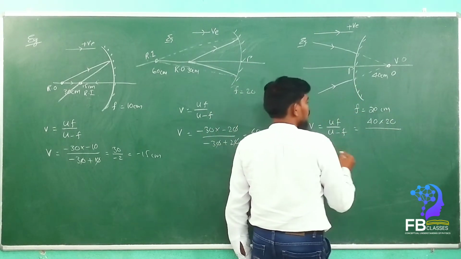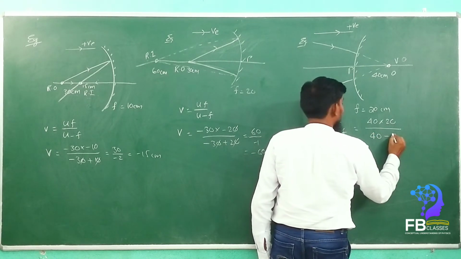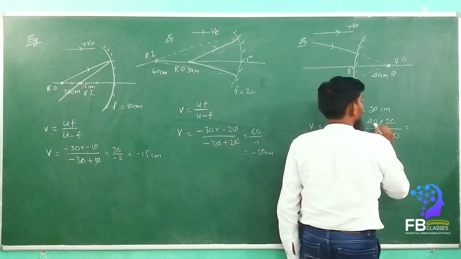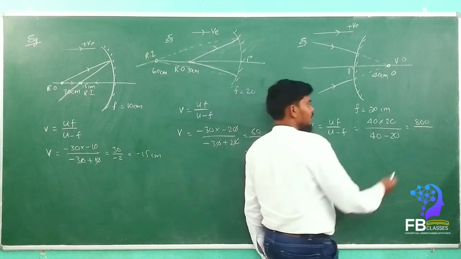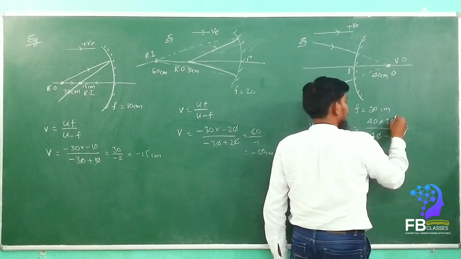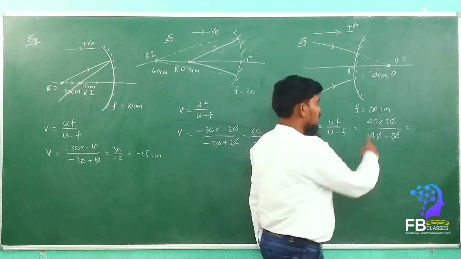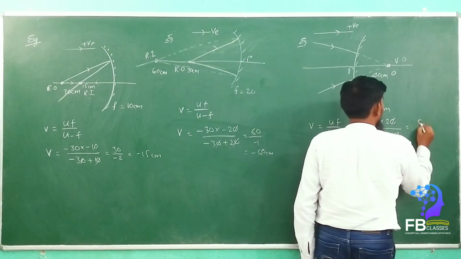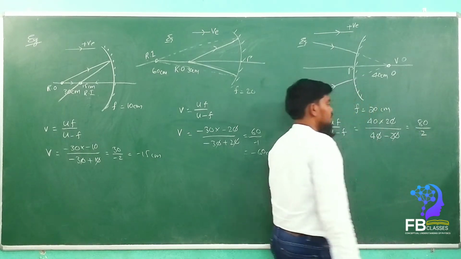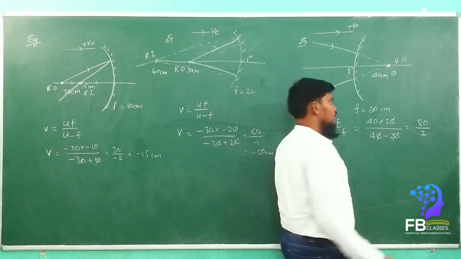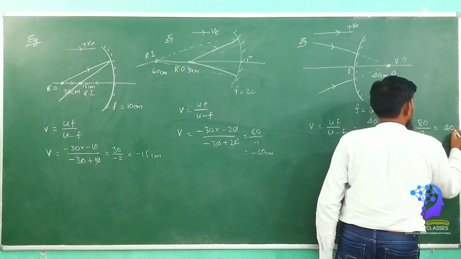U is how much? 40 minus 20. That is equal to 800 upon 20. Otherwise we can cancel the zero. 4 into 8, 80 upon 2. So that is equal to 40 centimeter.